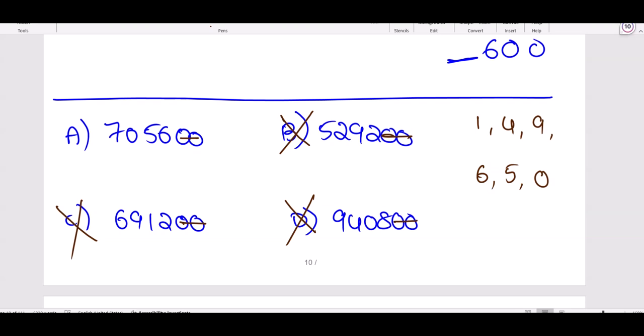Now, this is ending with 6. Is it eligible for the perfect square approach? Does any perfect square end with 2? Any perfect square end with 8? I'm not discussing any divisibility, nothing. This is the perfect square property. Any perfect square definitely will end with 1, 4, 9, 6, 5, 0 only.